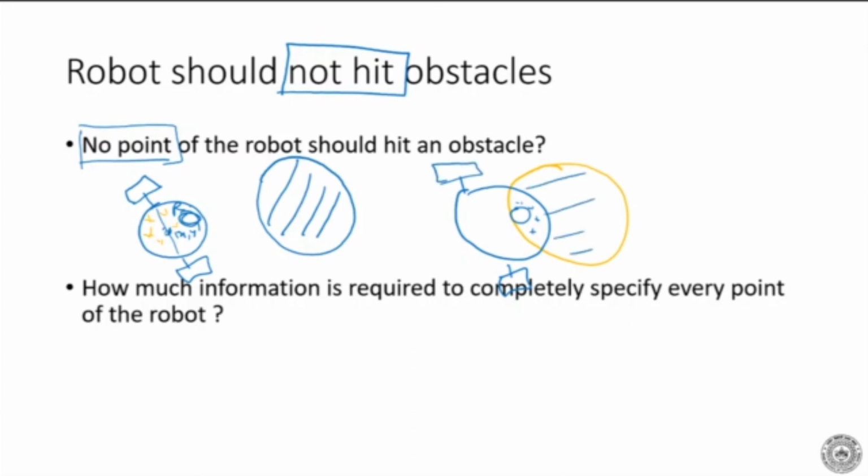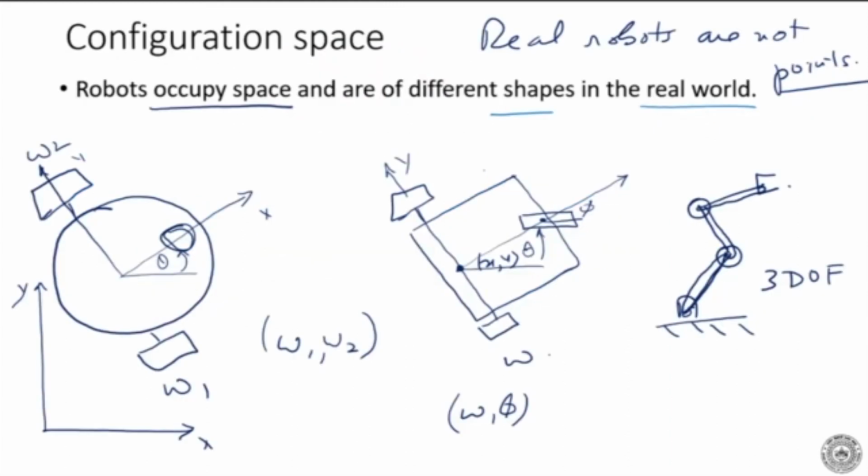The question that comes up here is, if you're talking about a point, that's not very difficult. Like in the case of the bug algorithm, we had an obstacle and a point, and you can check geometrically whether the point is inside that boundary or not. But in the case of a real robot of different shapes, for example, here we have a robot which is circular.